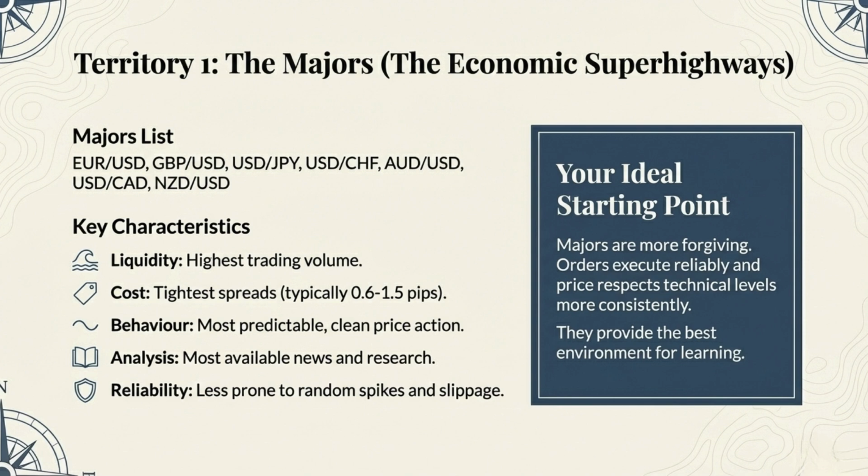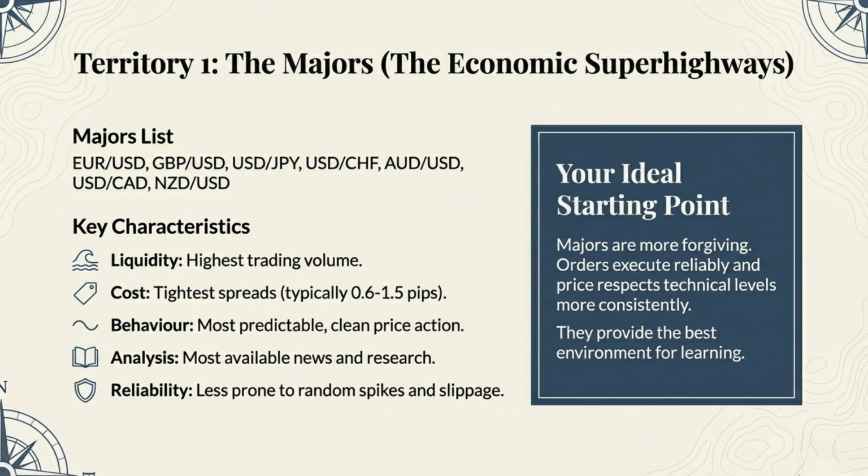Let's talk about those costs. The spread. That's the difference between the buy and sell price. It's your cost to get into the trade. For majors, these are incredibly tight. We're talking 0.6 to 1.5 pips during normal hours. And a 0.6 pip spread is basically nothing. It's negligible. It means you're only a tiny fraction of a pip underwater when you open a trade.